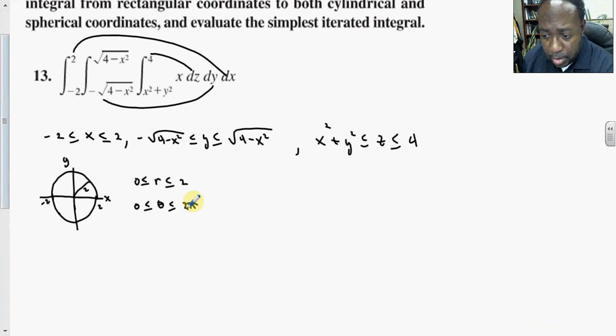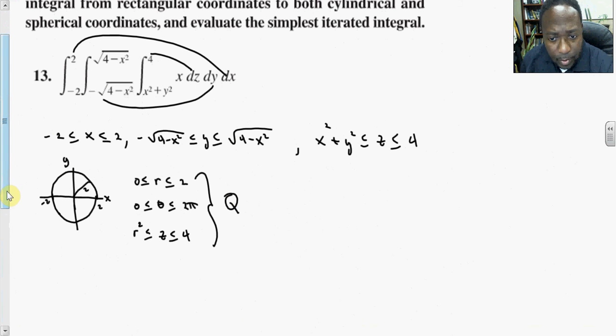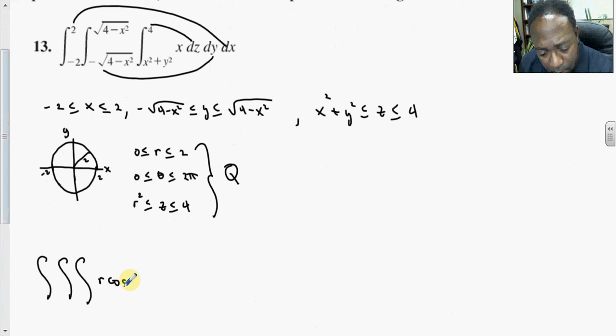What about z? Z goes, converting to cylindrical, this becomes r squared less than or equal to z less than or equal to 4. So this is the solid region, how it's bounded. So we write this integral. The x in cylindrical coordinates is r cosine theta. You have to put that r factor, remember, in there for cylindrical coordinates.